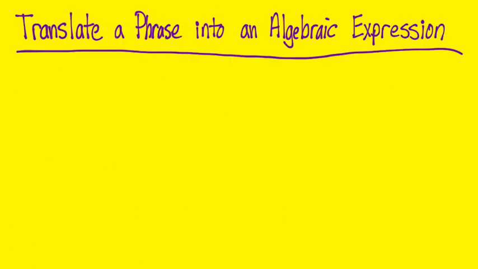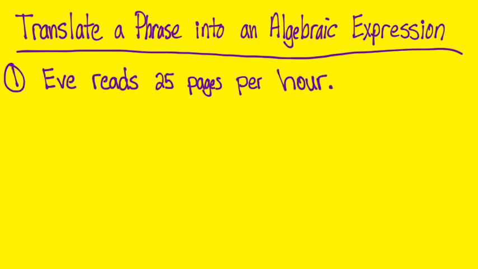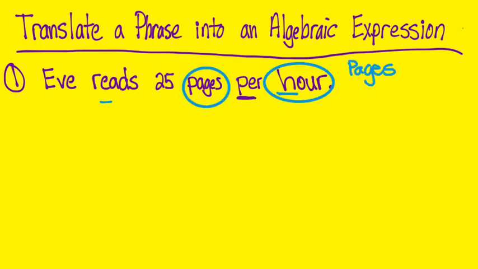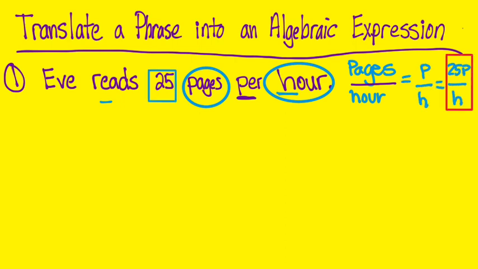All right, translate these into algebraic expressions. This tends to be harder for everybody. Eve reads 25 pages per hour, right? So we have to take these words and make an algebraic expression from it. So first of all, this is a rate. And as soon as we see that it's a rate, we know it's going to be a fraction, right? Because it's per hour. So I can write that rate first, pages per hour, and then I can fill in what I know to finish it off. How many pages per hour? Well, it's 25 pages per hour. So there we go.